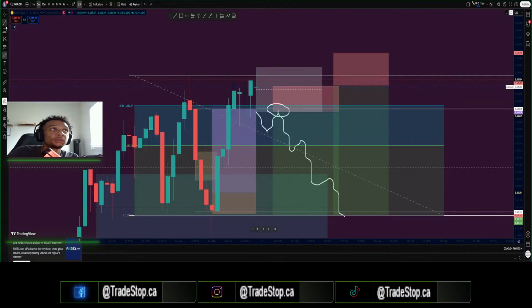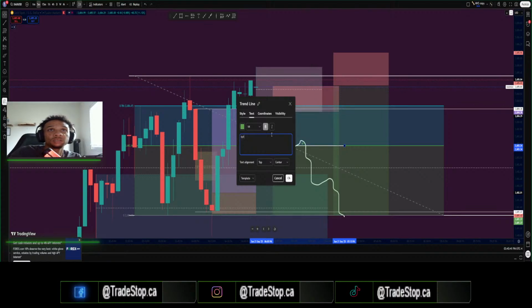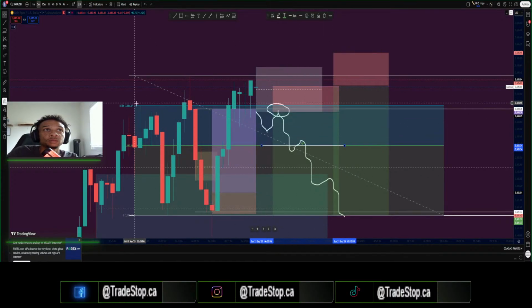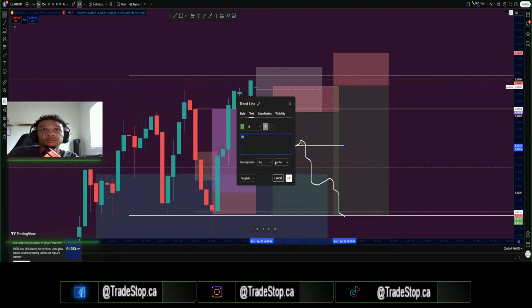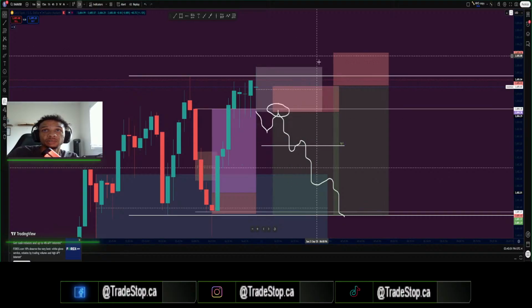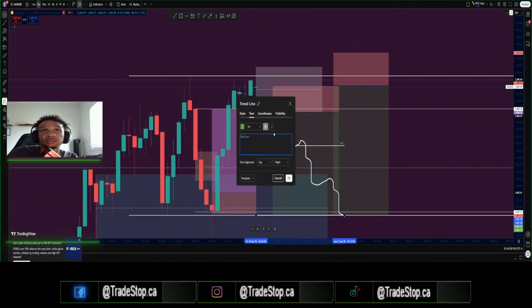Right? I'll put a line actually. TP1. And then the other one would be TP2 at the other end of the range. So that's TP1, and then TP2 would just be right here, like this.